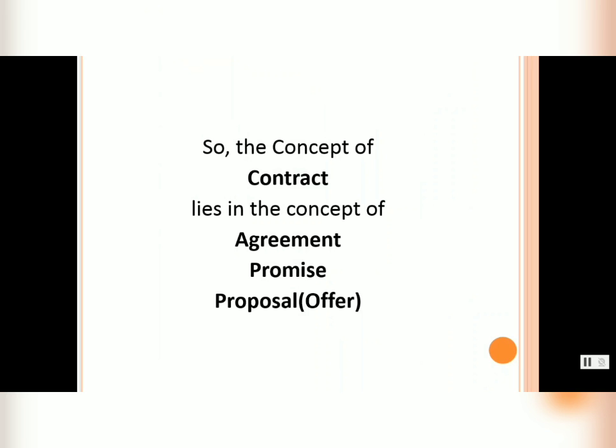So we can say now that in a contract, these three terms are important: agreement, of course, enforceable by law; promise; and proposal or offer. Concepts of these three terms are important to understand the contract in detail later on.